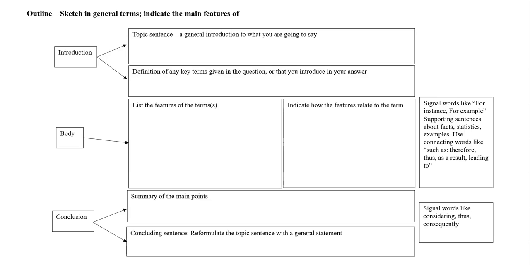So the next verb that we're going to look at today is outline, where we just sketch in general terms or indicate the main features of. This would be considered quite a low-level verb, one that's intended to be fairly easy to answer, and you might get a very small number of marks for doing this, or you might get a more kind of moderate number of marks.